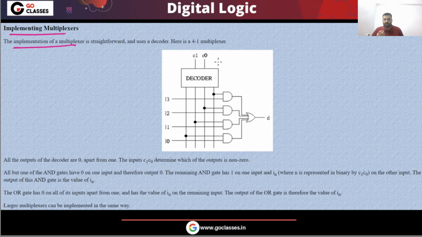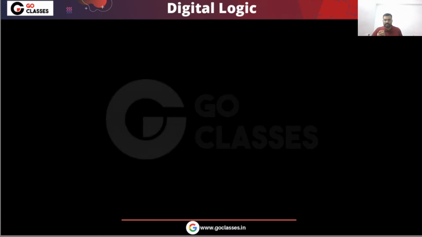Okay, you can do this type of implementation. Is this clear? So quite simple. Now remember, just to tell you how to create an 8 by 1 mux using a 3 by 8 decoder.